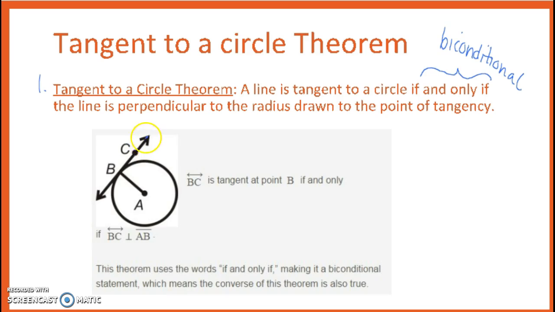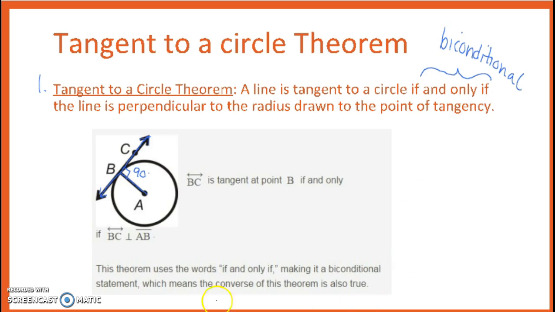So we know that we have a tangent line, BC. It is drawn tangent to circle A at the radius. So B is our tangent point. And this is only the case if line BC and AB are perpendicular to each other. That is, they form a 90-degree angle. We also can go backwards in this theorem and say if we know that this line and segment are perpendicular, then that makes BC a tangent line.